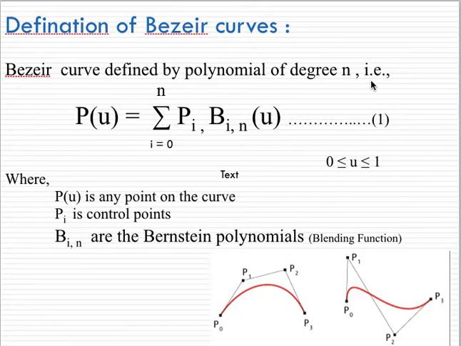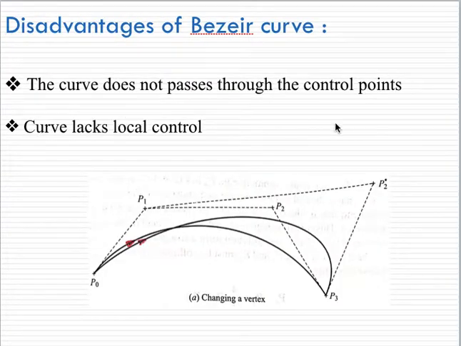The first disadvantage is that the curve does not pass through the control points, which may be inconvenient to some designers. The second is that the curve lacks local control. It only has a global control nature. If one control point is changed, the whole curve will change.